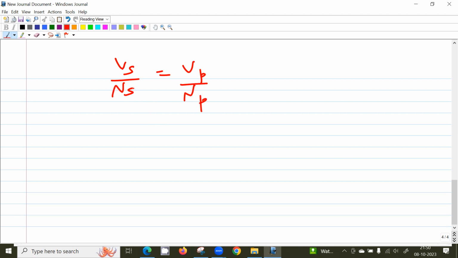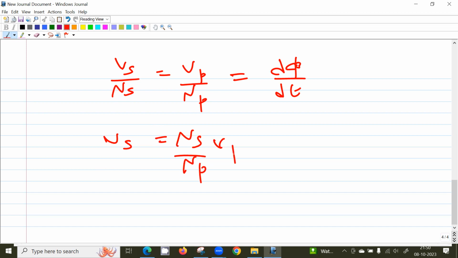The meaning of this is voltage per turn on the secondary side and on the primary side are same. That's equal to d phi by dt, which is same for both primary and secondary. So from this I get VS equal to NS by NP into VP. So if NS is more than NP, then it's a step-up transformer. If NS is less, means it's a step-down transformer.